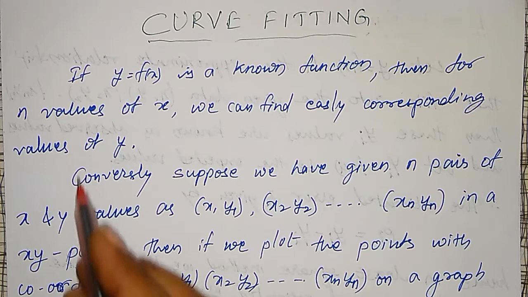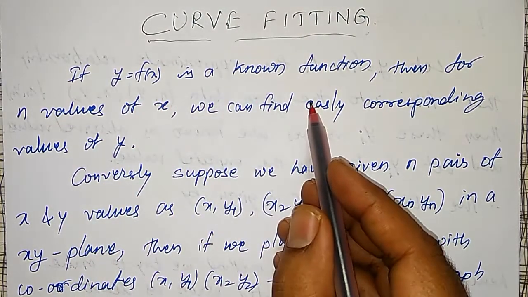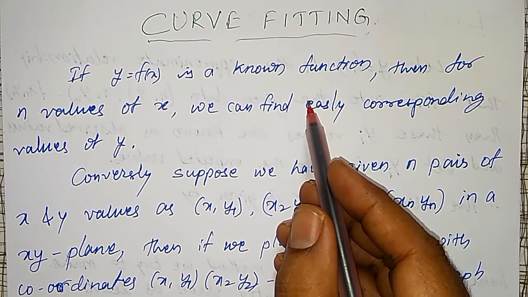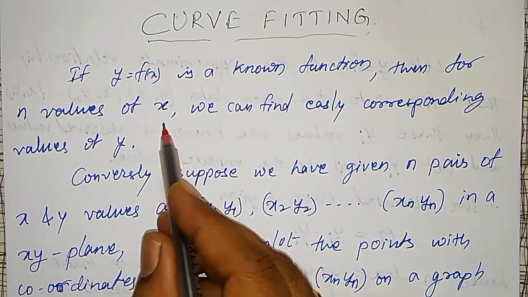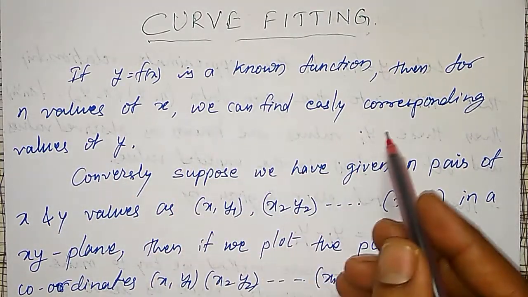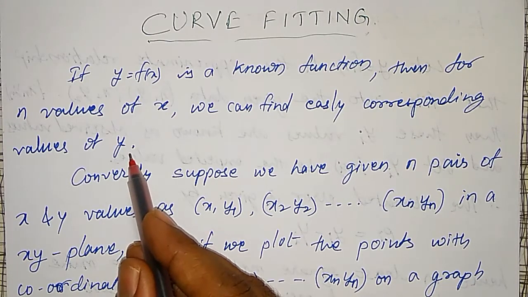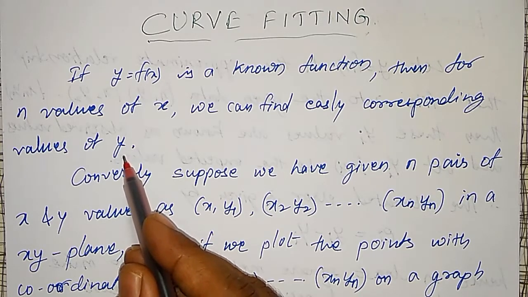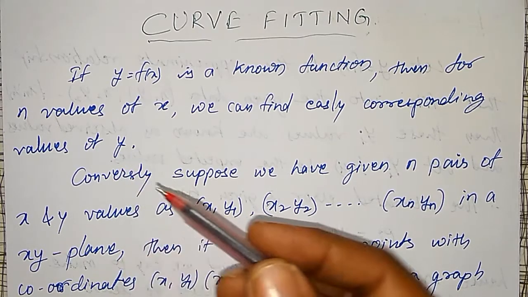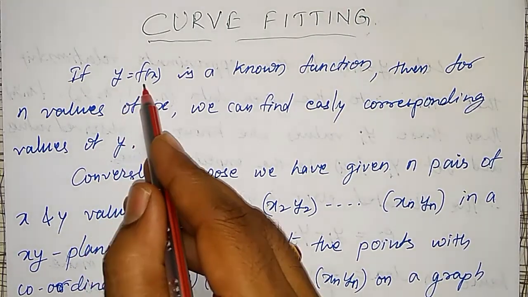If we have y equal to f of x as a known function, say for example y equal to x square, then for n different values of x, we can easily find the corresponding values of y. For x equal to 1, y will become 1, x equal to 2, y equal to 4, and like that you can find n values if the function y equal to f of x is known.